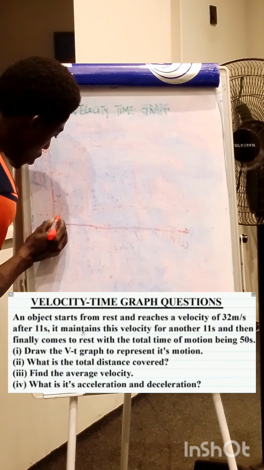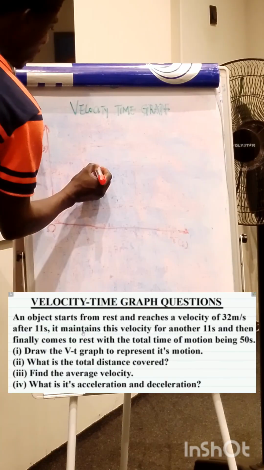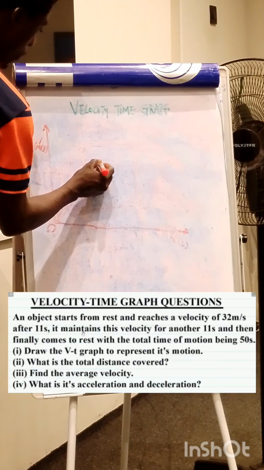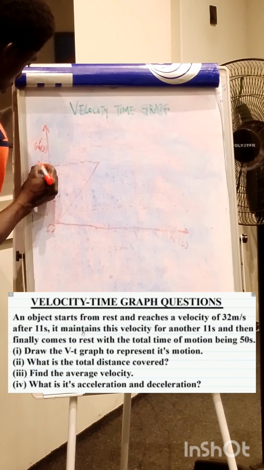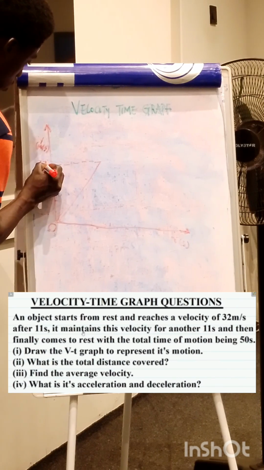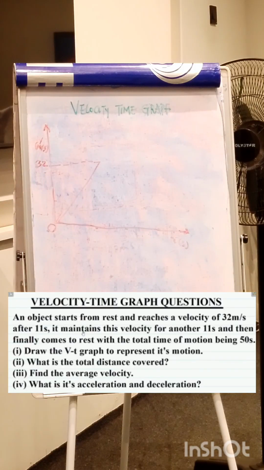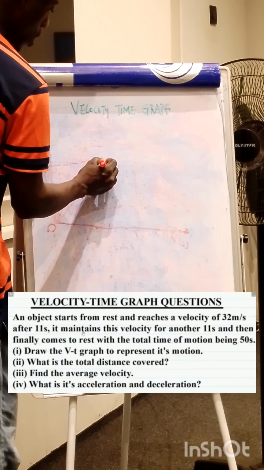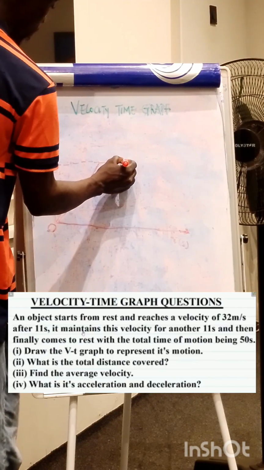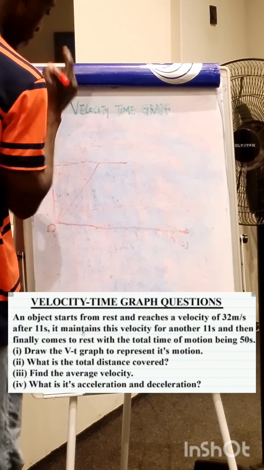So it's going until it reaches a certain velocity of, let's trace it here, 32. This is the velocity. Don't forget your vertical is your velocity. So 32 meters per second like that. So then it maintains this velocity. That means it maintains this same velocity. It keeps going with this same 32 as it is going. Maintains for another 11 seconds.